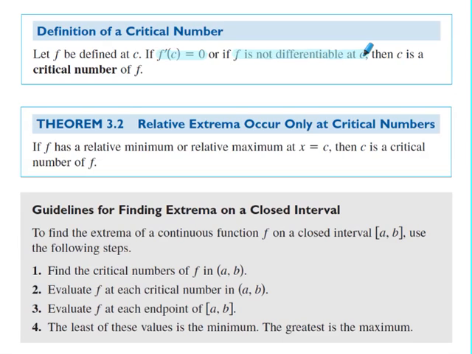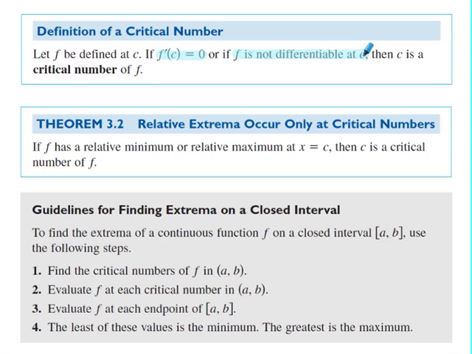Now, you're going to need to find critical numbers throughout the entire chapter. That's a crucial part of this chapter. Now here's the key point. Why do we even need to find critical numbers? Because you can only have a max or a min occur at a critical number.